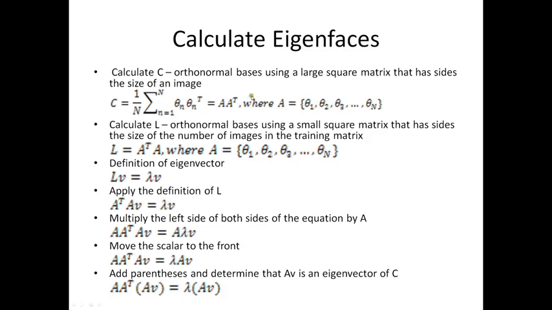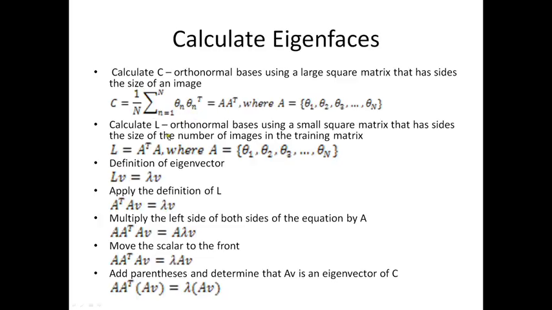Next, we will calculate the eigenfaces. Normally, we would calculate our C matrix here, which is orthonormal bases, using a very large square matrix that has sides the size of an image. So for every pixel in the image, there's a line in that matrix. So it's a huge matrix, and this is how we could get things almost perfectly when we project them back. However, that is very computationally heavy, so we don't really want to do that.